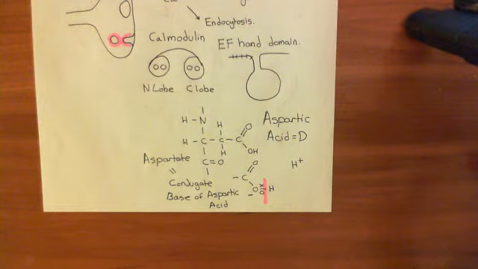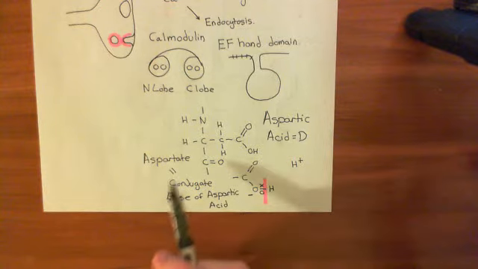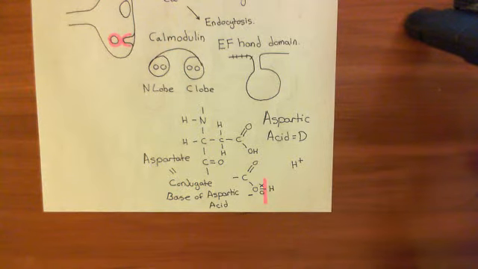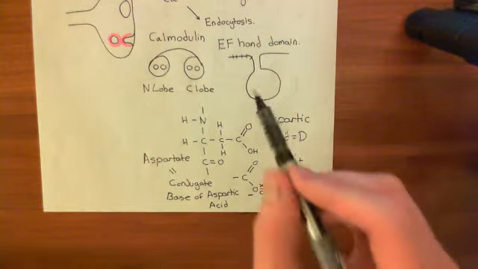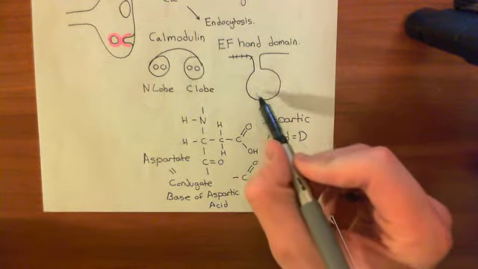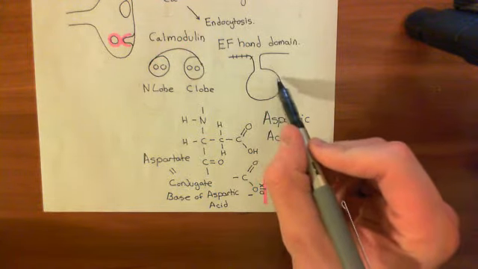Okay, right, and the reason it's called the conjugate base of aspartic acid is because this structure is actually no longer an acid, it's actually a base. It can't donate a proton anymore. Instead, it can actually receive a proton, and the definition of a base is a molecule that is capable of receiving a proton, so this actually is a base. Aspartate is a base.